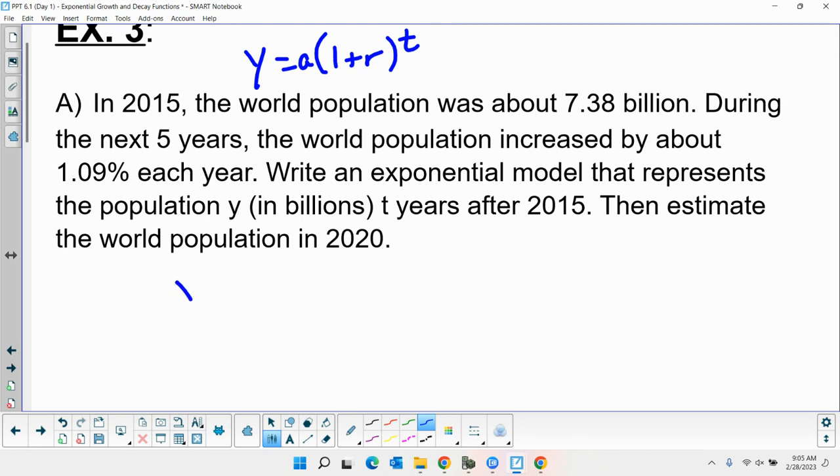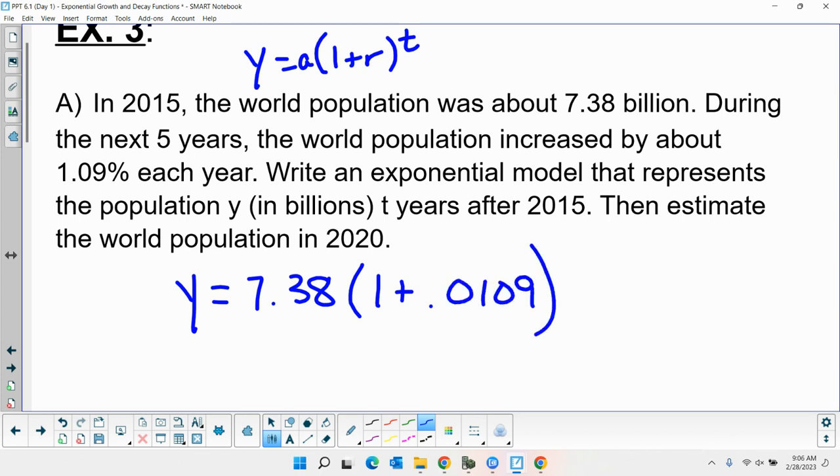So we're going to write y equals 7.38, which is what we started at. That's the initial amount. And then 1 plus an increase of 1.09%, which is 0.0109, right? And what's t for this problem? During the next 5 years. So we're just going to put a 5 here. Okay?